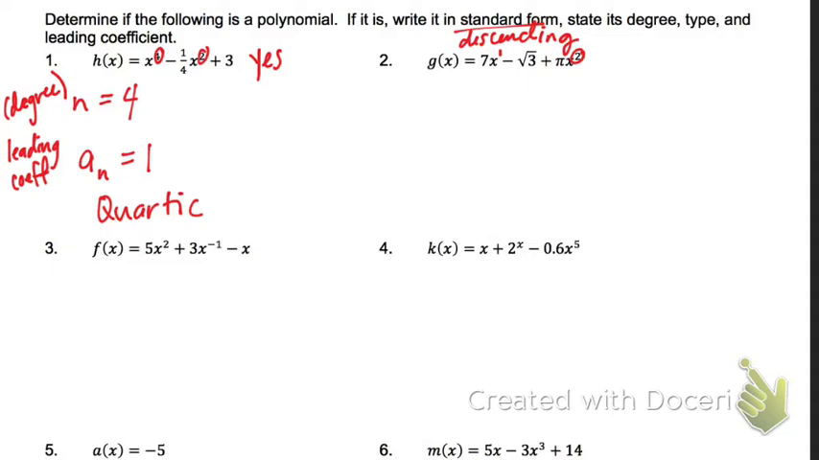So the next thing I want to do is put it in standard form, because the two conditions check out. In standard form, descending order, I'm going to put the pi x squared first, plus 7x minus square root of 3.